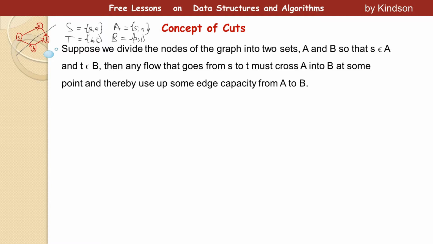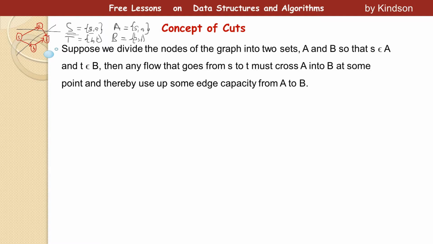So we actually divide the nodes into two parts, but the key thing is that the source node should be in the first segment, and the second one, which is T, the sink, should be in the second partition. If we cut it like this, we have not achieved anything because in this case we have the source and the sink in the same place.